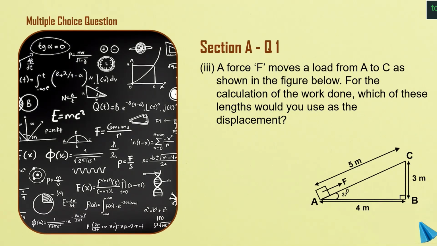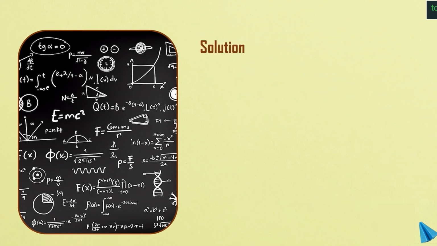Let us have a look at the new question. It says a force F moves a load from A to C as shown in the figure given below. For the calculation of the work done, which of these lengths would you use as the displacement? So let us see the options. A is 3 meter, B is 4 meter, C is 5 meter, and D is 7 meter. Let us see the solution.